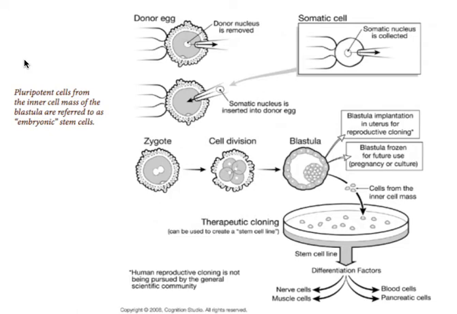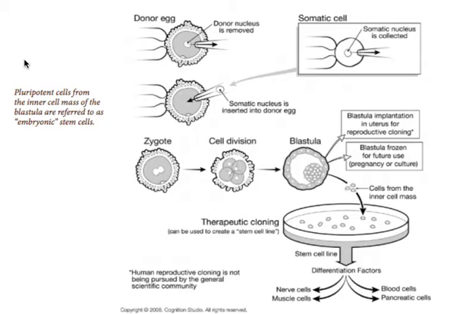Cloning is the process of making an exact copy of an organism. There are two types of cloning: reproductive cloning, which is used to make an actual cloned offspring, an actual baby, and therapeutic cloning, which is used just to collect stem cells. No baby is actually made.